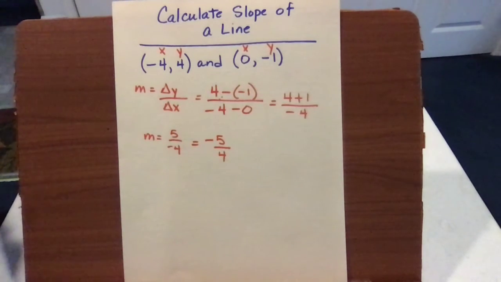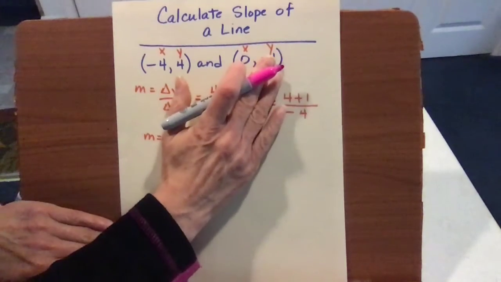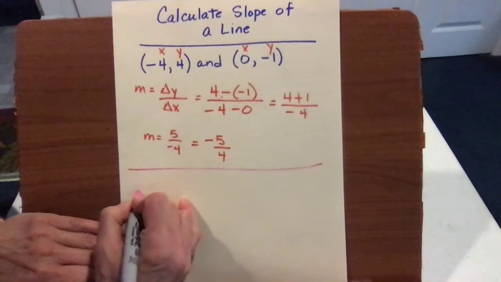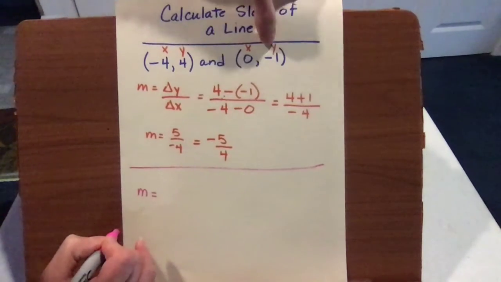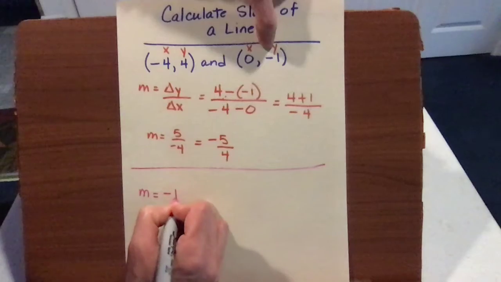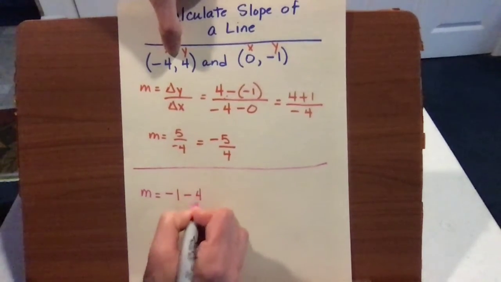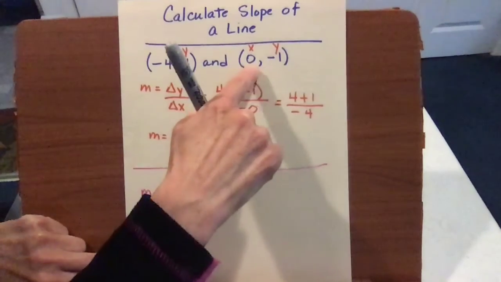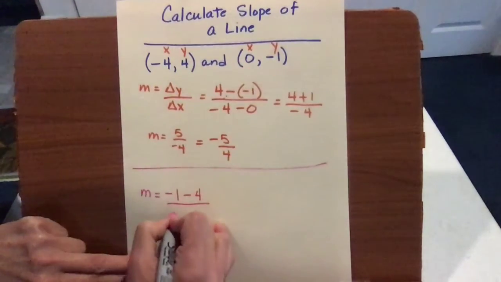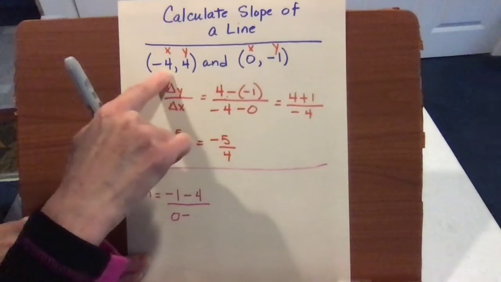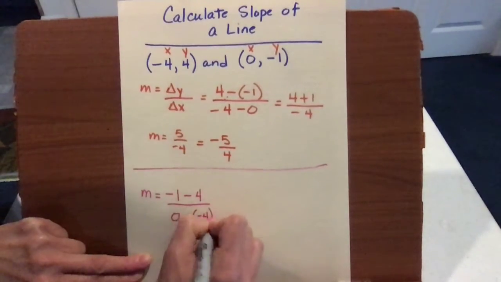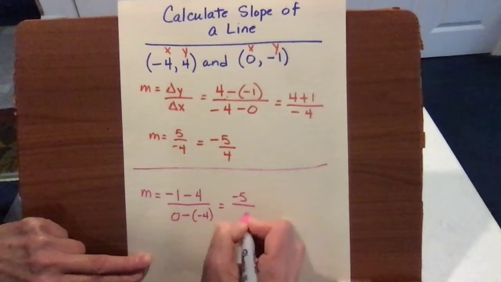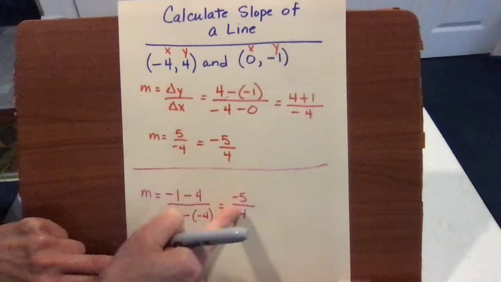All right. If you switched and chose this to be your first value, for your first point, and this was your second, let's see how our answers come out. So if I chose this y first, negative 1, subtracting 4. So -1, subtract the 4 for y. I have to go back and get the x from this point. So 0 minus -4 for x. So this would give me -5 in my numerator. 0 minus -4 is +4, and there's our slope.